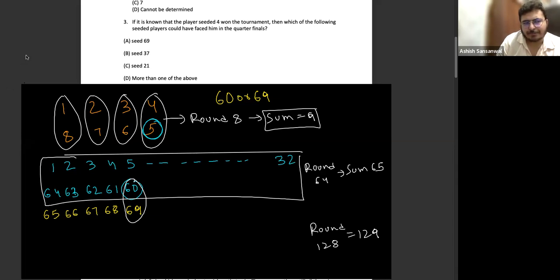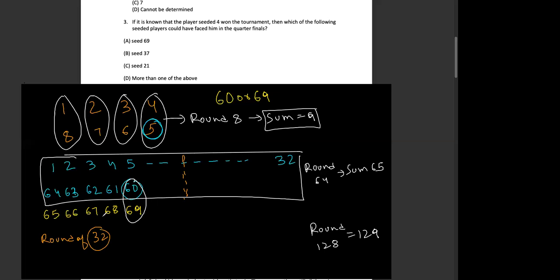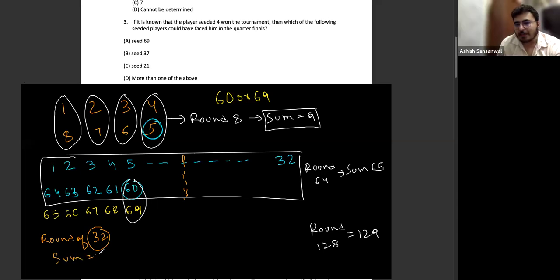There is also one thing. In the next round, which team will face team number 5? Like in the round of 32? Which team will face team number 5? 27 or 28? 28, because the sum will be 33. So the team that will face team number 5 will be 28. Is this clear?